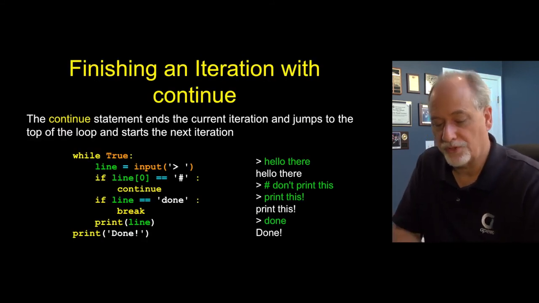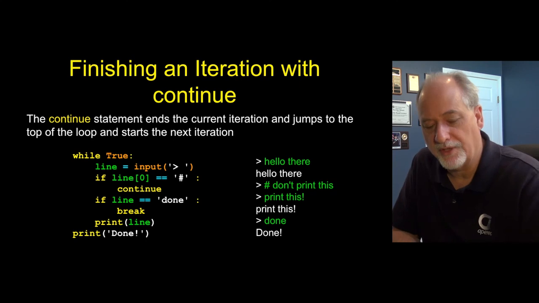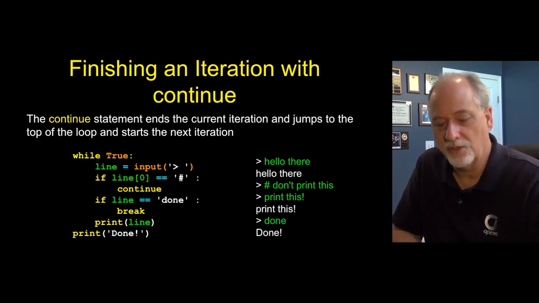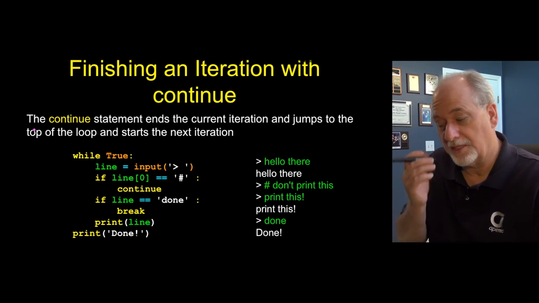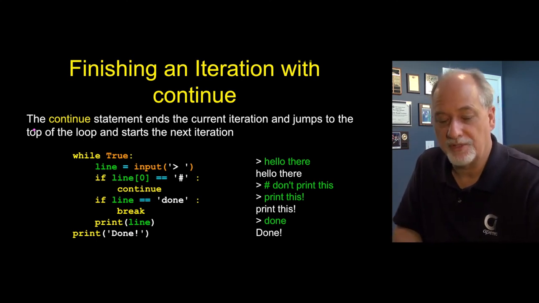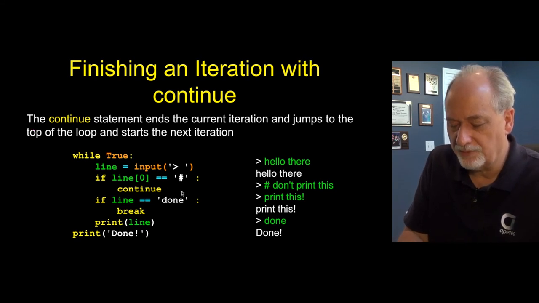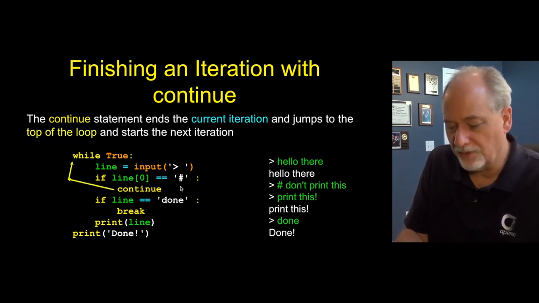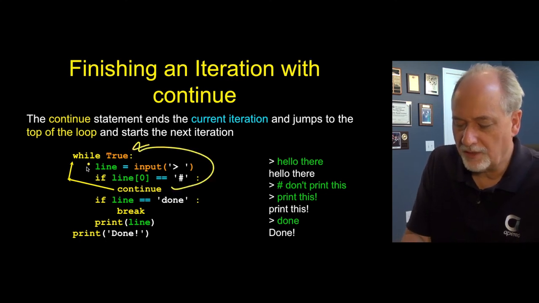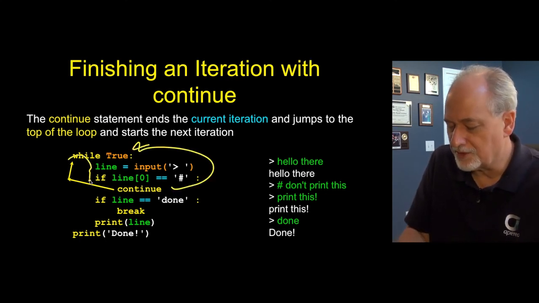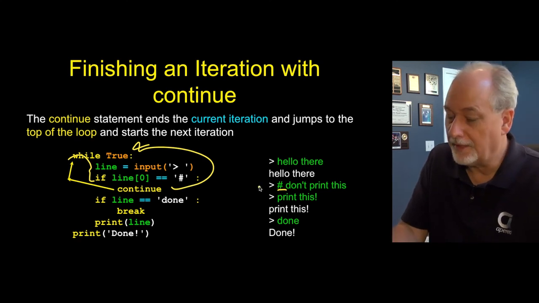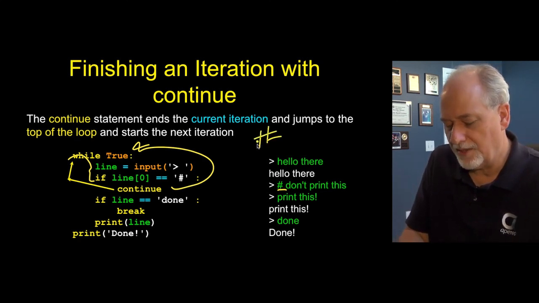Continue is another loop control statement, but it works differently than break. So break says get out of this loop. Continue effectively says stop this iteration. We're done with this iteration. And so continue says go back up to the top of the loop. And so here we read a line. If the first character is a pound sign, line sub 0, if that first character is a pound sign, we're going to skip it. And this is a way for us to make little comments in our typing. And then if the line is done, we get out, and otherwise we print it.